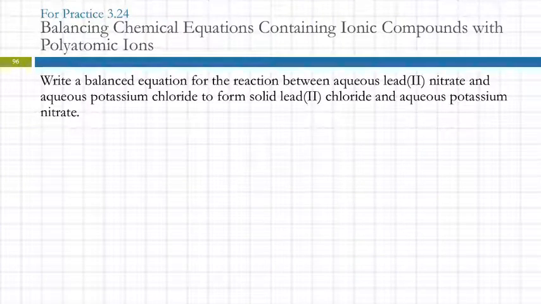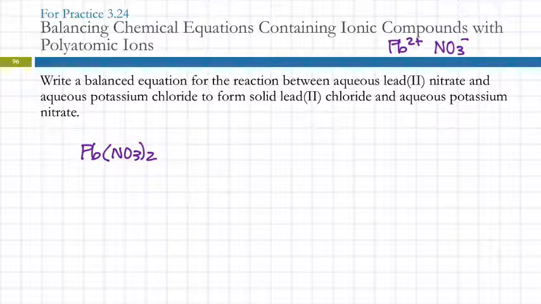Here's another one. Balance the equation for the reaction between aqueous lead-2 nitrate and aqueous potassium chloride to form solid lead-2 chloride and aqueous potassium nitrate. Okay, well, lead-2 nitrate. Lead-2 is Pb2+. Nitrate is NO3-. So the formula for lead nitrate is Pb(NO3)2. And I'm told it's aqueous, so I put (aq) there.